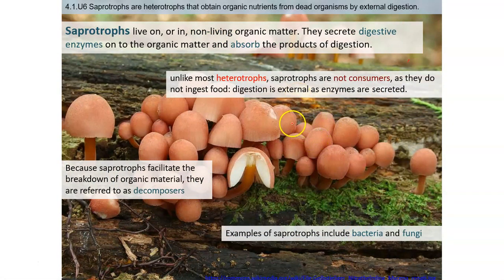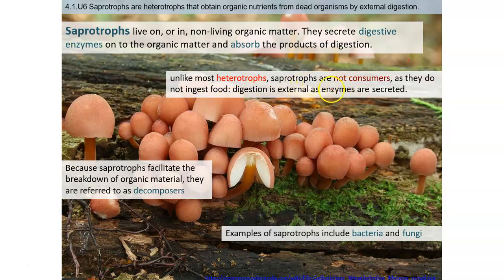And the other category, saprotrophs, live on or in non-living organic matter by secreting digestive enzymes onto the organic matter and absorbing the products of digestion. So they are doing the digestion outside, not inside. That's why we don't call them consumers, we call them non-consumers. They consume in a different way, by digestion outside.